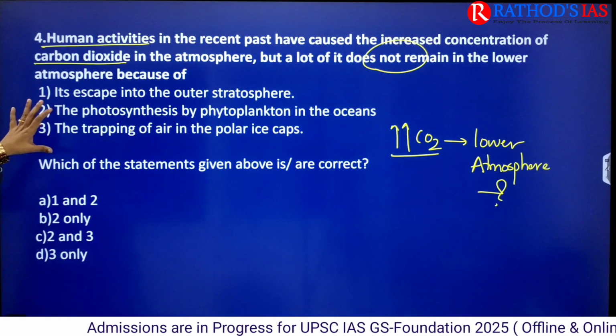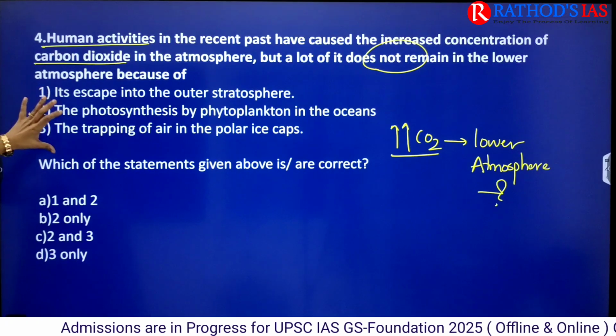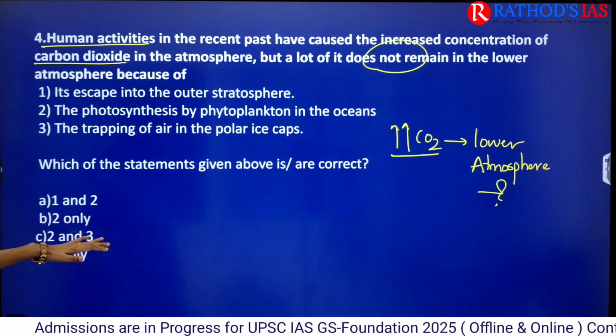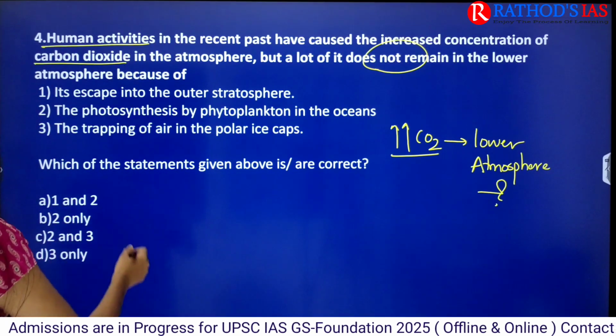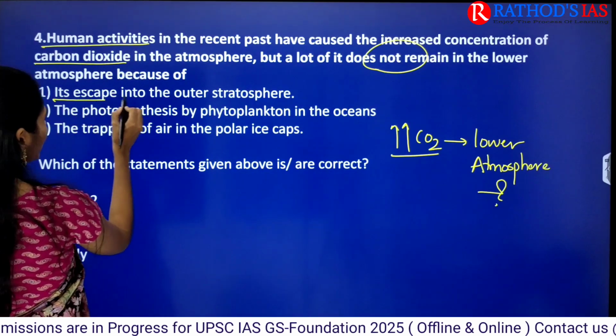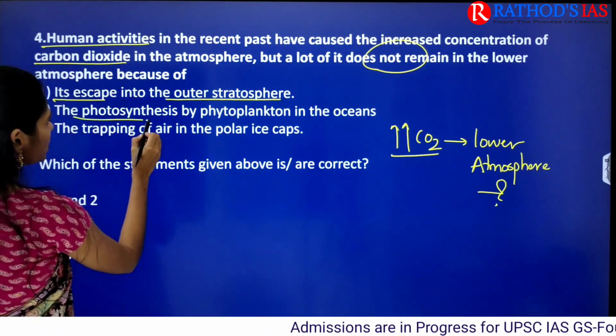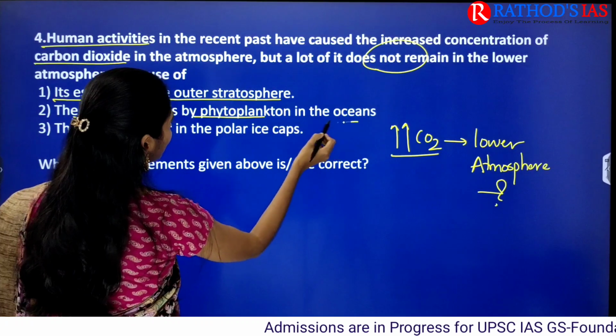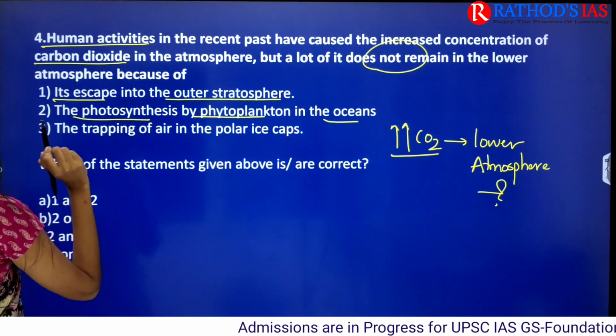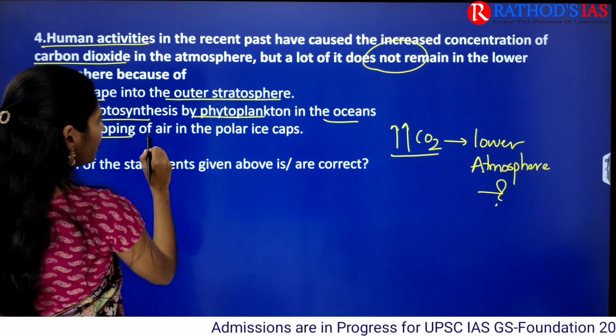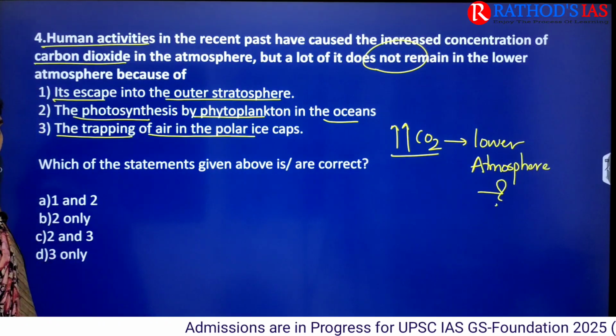So here we have to see the statements, and later we are going to see the options. Statement 1 is its escape into the outer stratosphere, the next one is photosynthesis by phytoplankton in the oceans, and the next one is the trapping of air in the polar ice caps.